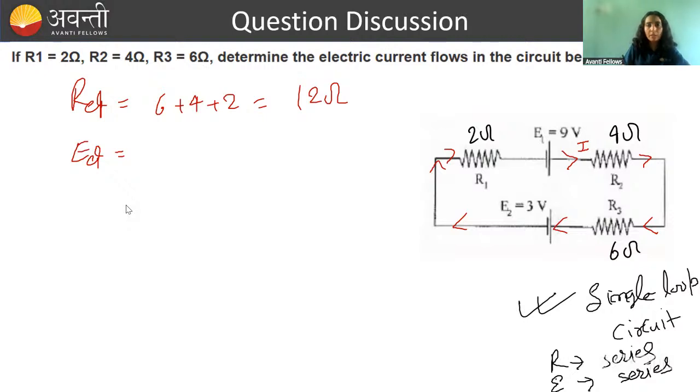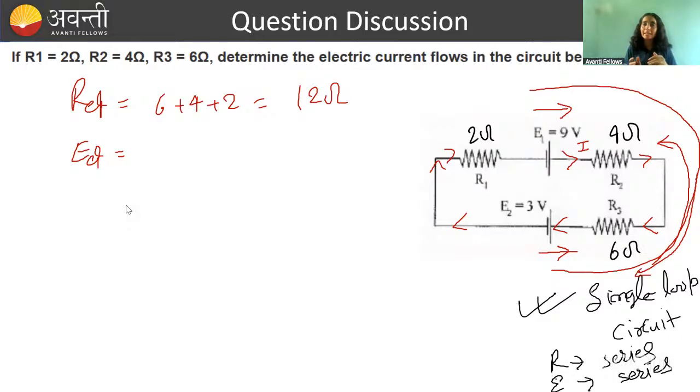Now, if you talk about the 9-volt battery, it has tendency to send current in this direction. And if you talk about the 3-volt battery, it has tendency to send current in this direction. दोनों डायरेक्शन सेम दिख रहा है, लेकिन अगर आप ध्यान से सोचो, ये करंट ऐसे भेजेगा और it is sending करंट in this way. Are they opposite or same?